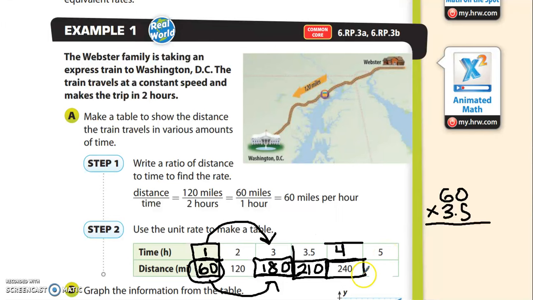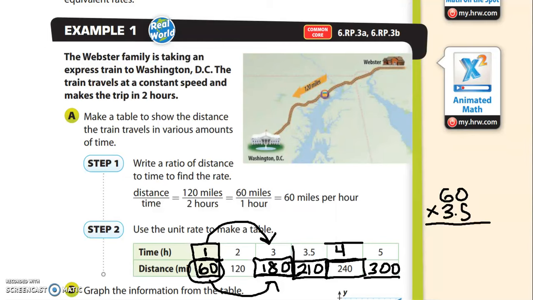So I just showed you these to figure out how you could... oh, what am I doing there? That's not 60. 60 times 5 is 300. I'm just showing you how you could take that unit rate, and that unit rate is how you can figure out all those missing terms.